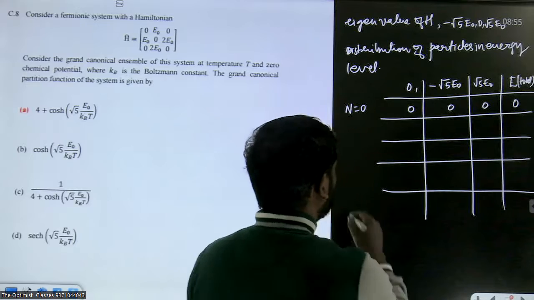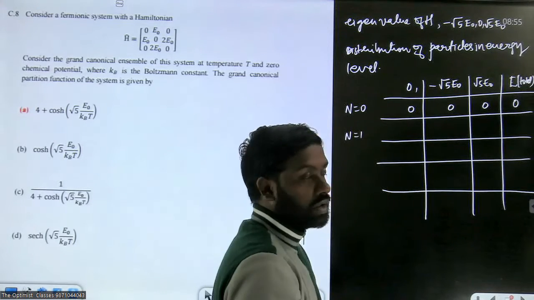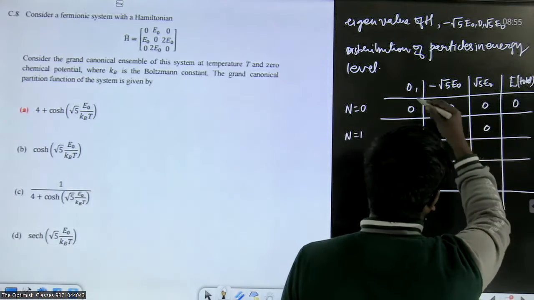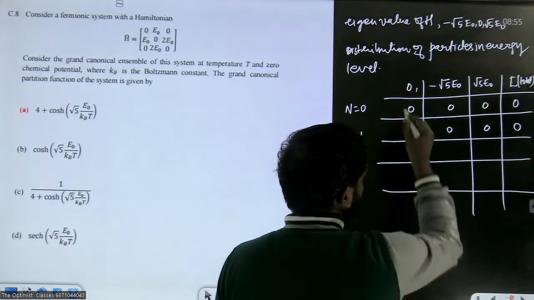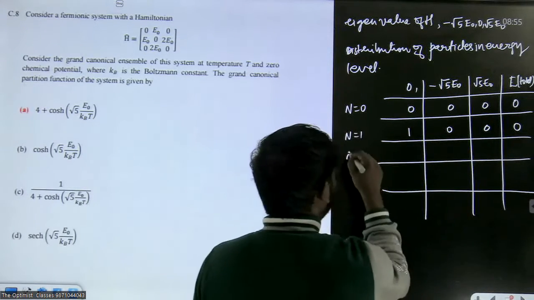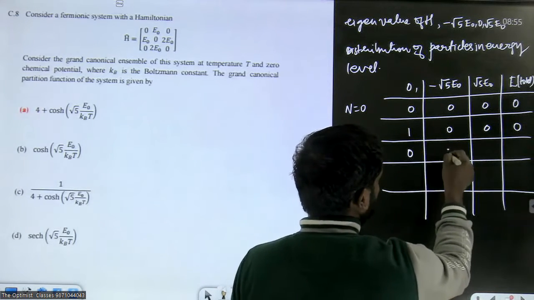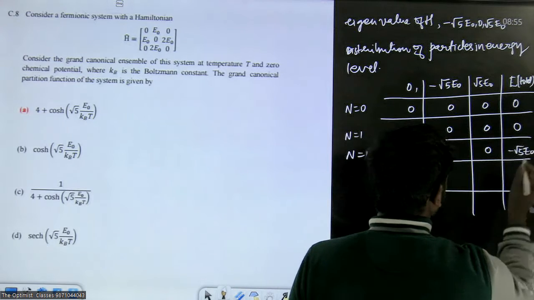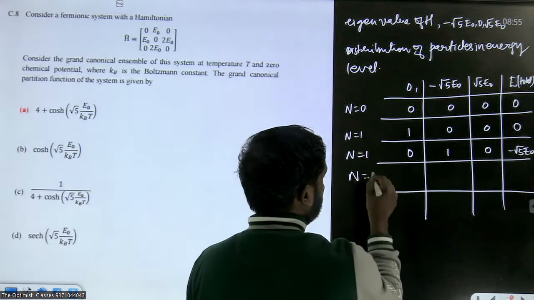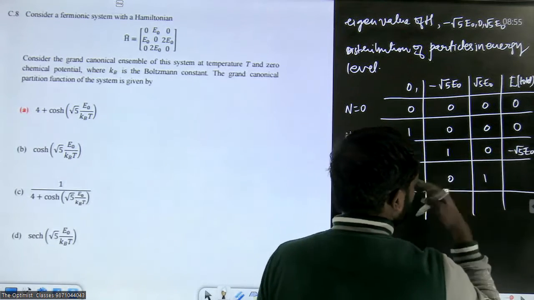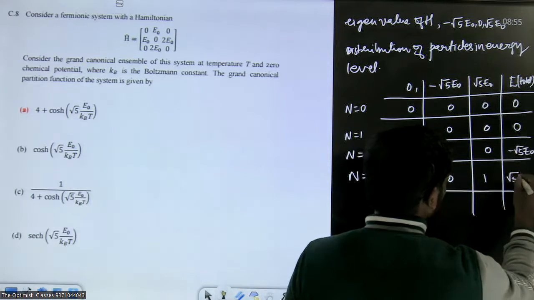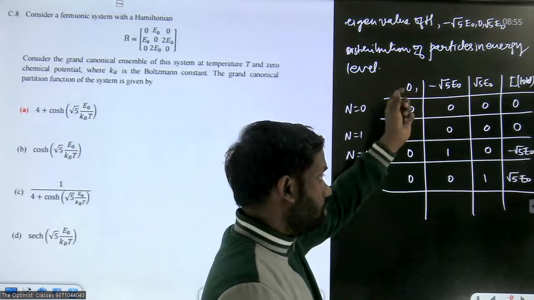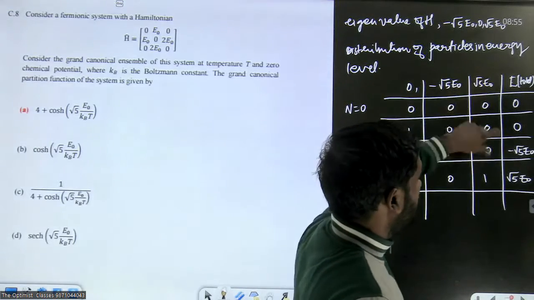Let's say the number of particles is 1. Particle 1 can be here, and there will be no particle in the others. If the particle is here, you get zero energy, because this energy is 0. Now, if there is one particle, it can be here. If it is here, the energy is minus root 5 E naught. One particle can be here also. In this case, the total energy will be root 5 E naught, because the other energy levels are not occupied and this energy level is occupied. So the energy is root 5 E naught.